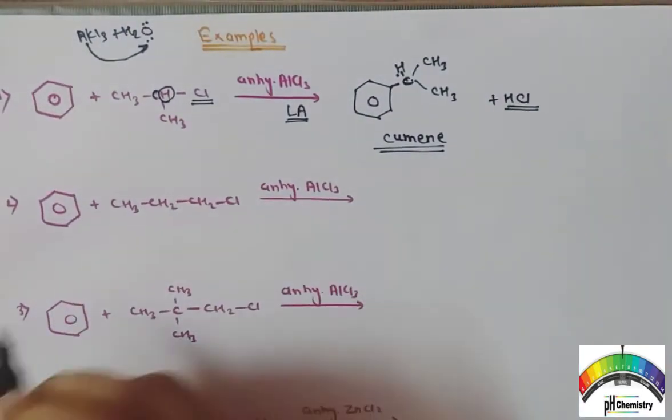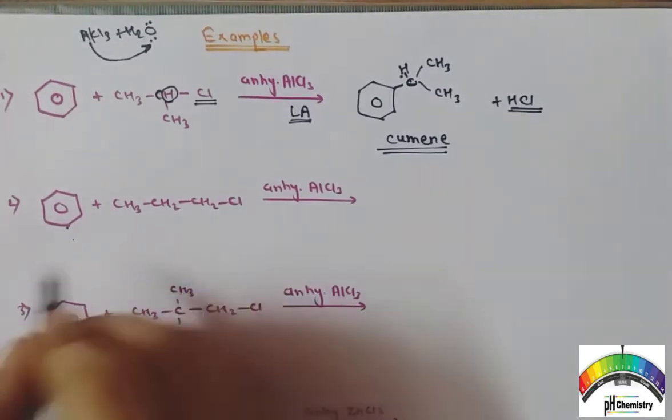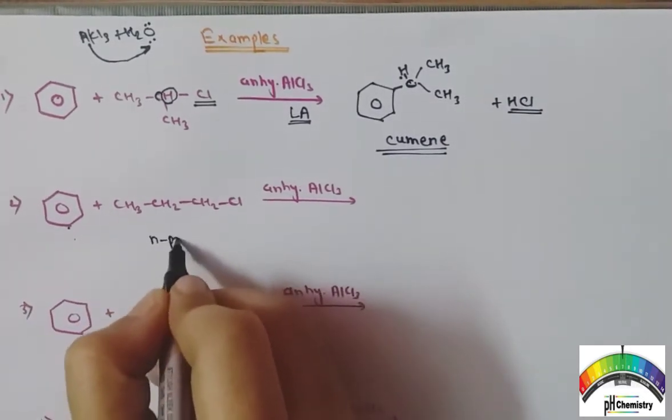Now see the second example. Here this is the benzene ring, this is n-propyl chloride.